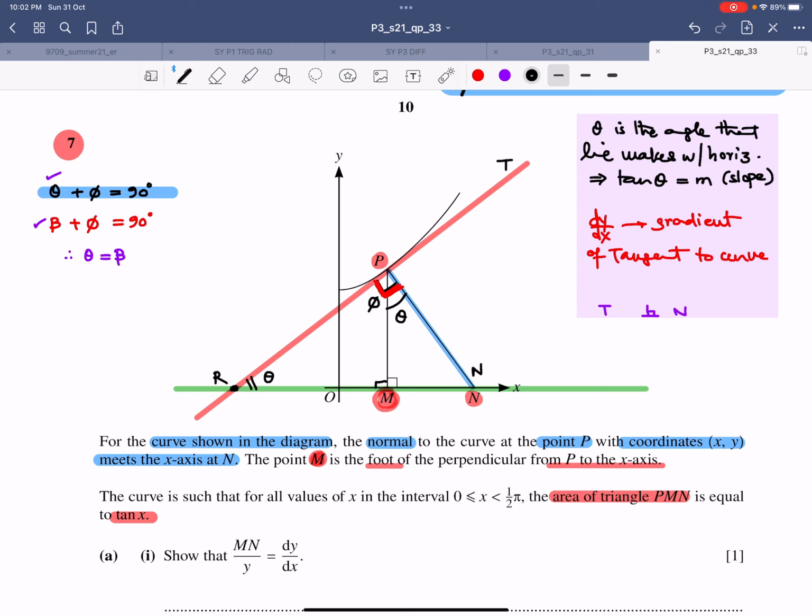Those people who are studying M1 are aware of this fact. We use this concept in resolution of forces on an inclined plane. Right now we are studying pure math 3. So that is the first thing that I come across.